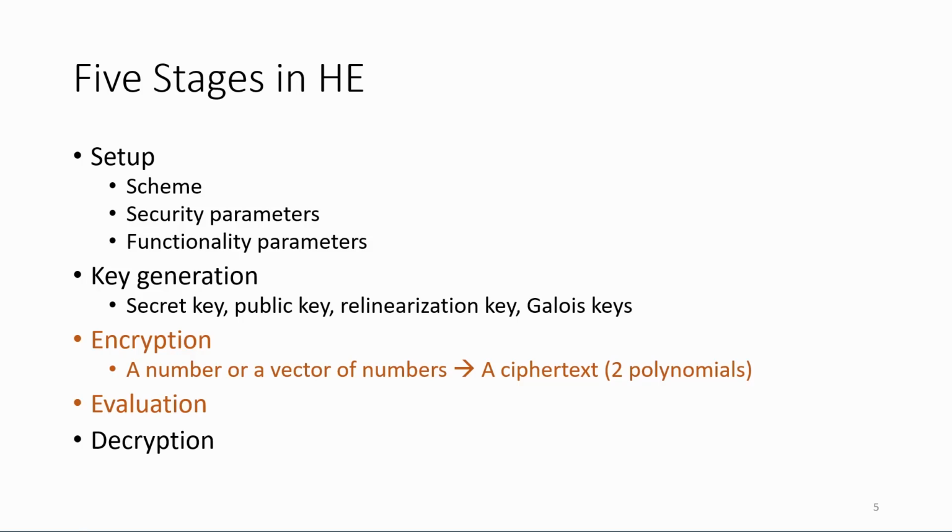So there are usually 5 stages in HE. You can see that in every paper covering HE. The first one is to set up. Here I lay out everything in the order in which it happens. So first thing is to set up. You need to choose the scheme. You need to choose some security parameters, and there are some performance parameters for functionality.